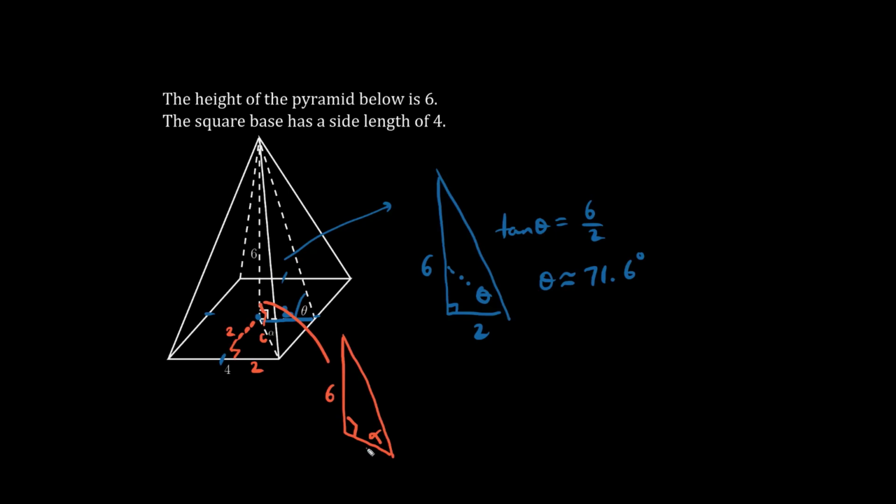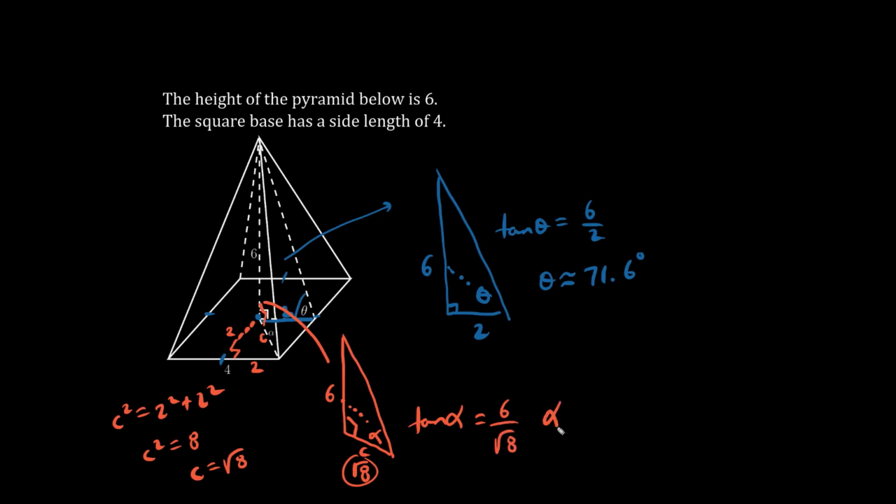So how do we find length C? We know that C squared, Pythagorean theorem, is 2 squared plus 2 squared. C squared equals 4 plus 4 is 8. So C equals the square root of 8. So we have root 8 at the base and 6 as the height. To find alpha, we use opposite over adjacent. Tan alpha equals 6 over the square root of 8. Hitting tan inverse, we get about 64.8 degrees.